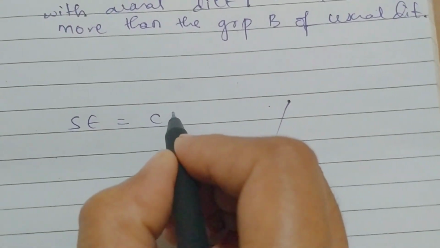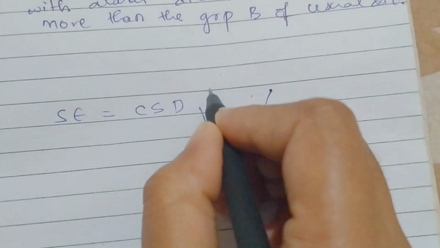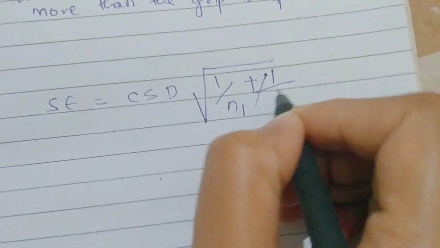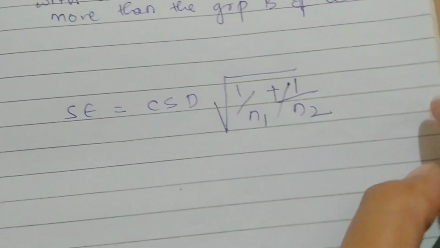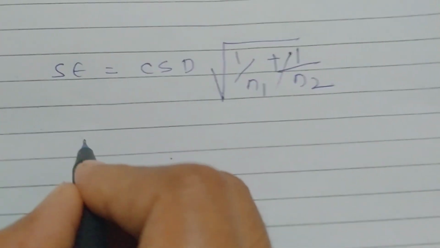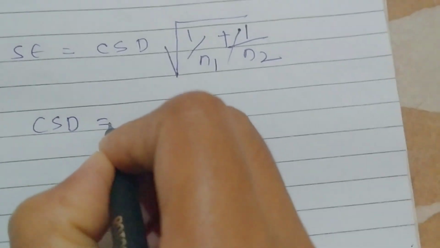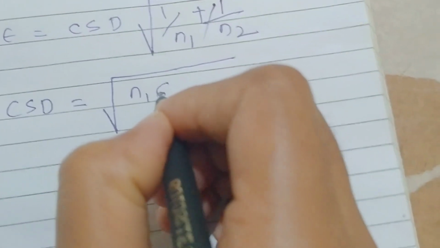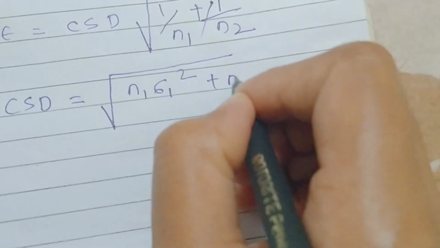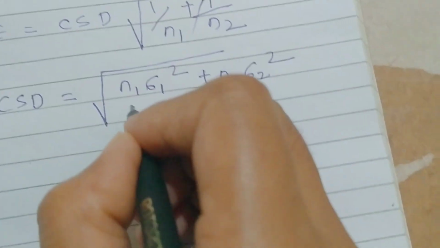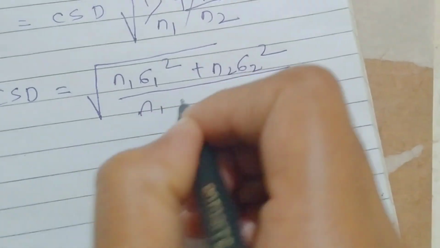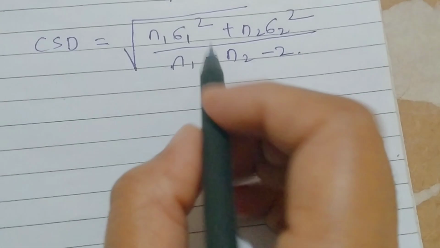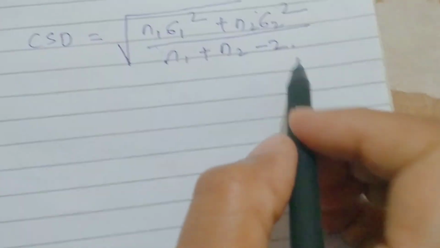combined standard deviation into square root of 1 divided by n1 plus 1 divided by n2. So this is our actual formula. Next we need to know the combined standard deviation formula. For combined standard deviation we have the formula: square root of n1 sigma 1 square plus n2 sigma 2 square divided by n1 plus n2 minus 2. We have these values from the last class only.